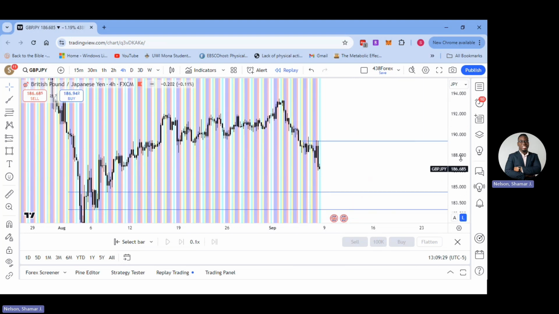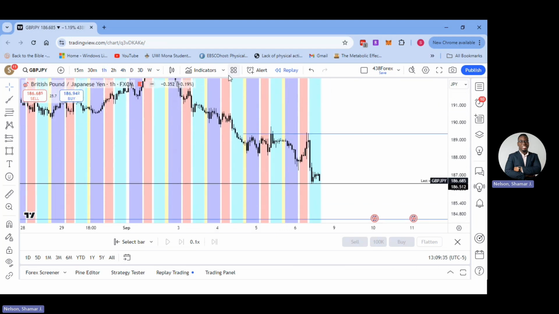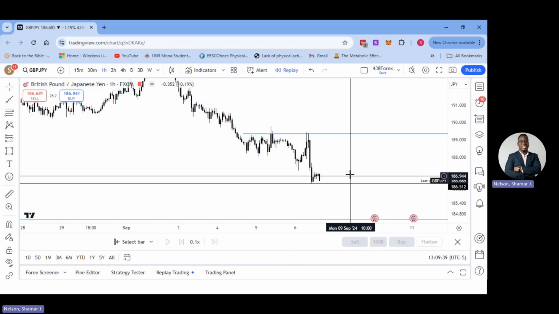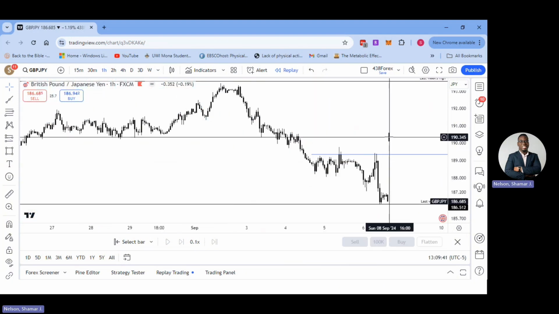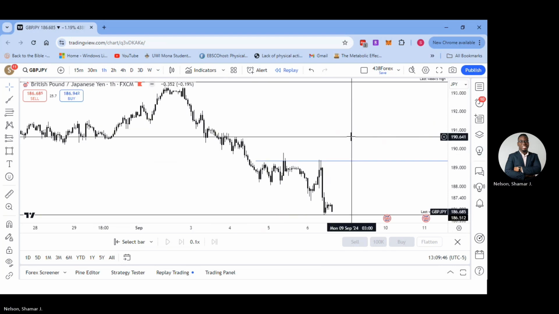Now, the session highs and lows. I actually already have on the session indicator, but let me take it off for now. Let me just remove all indicators. This is what a naked chart would look like when you go on TradingView.